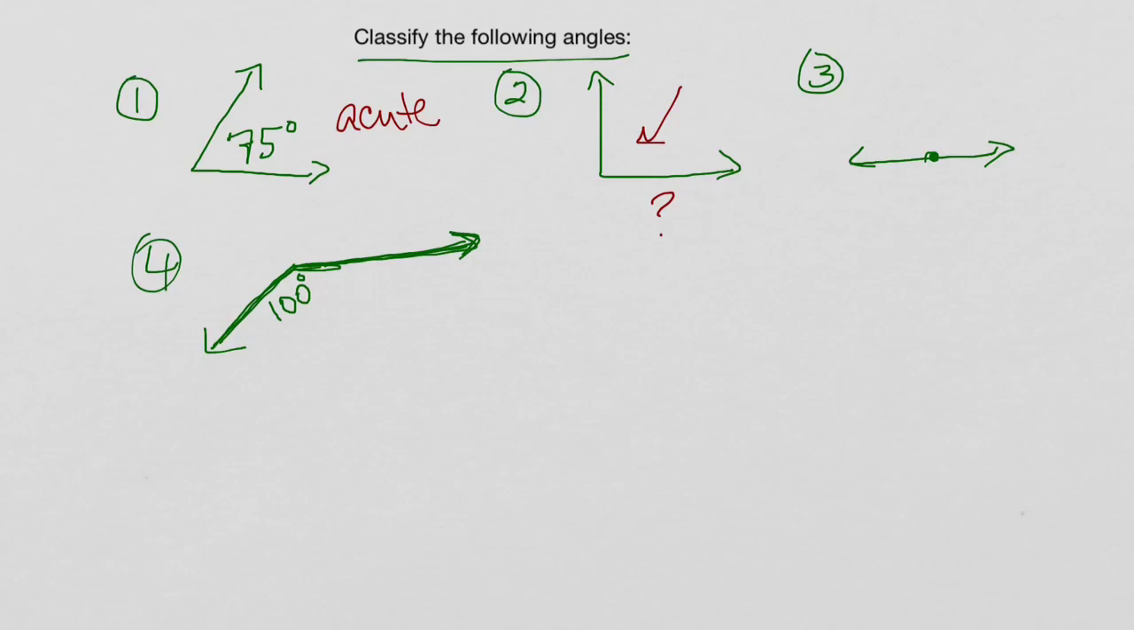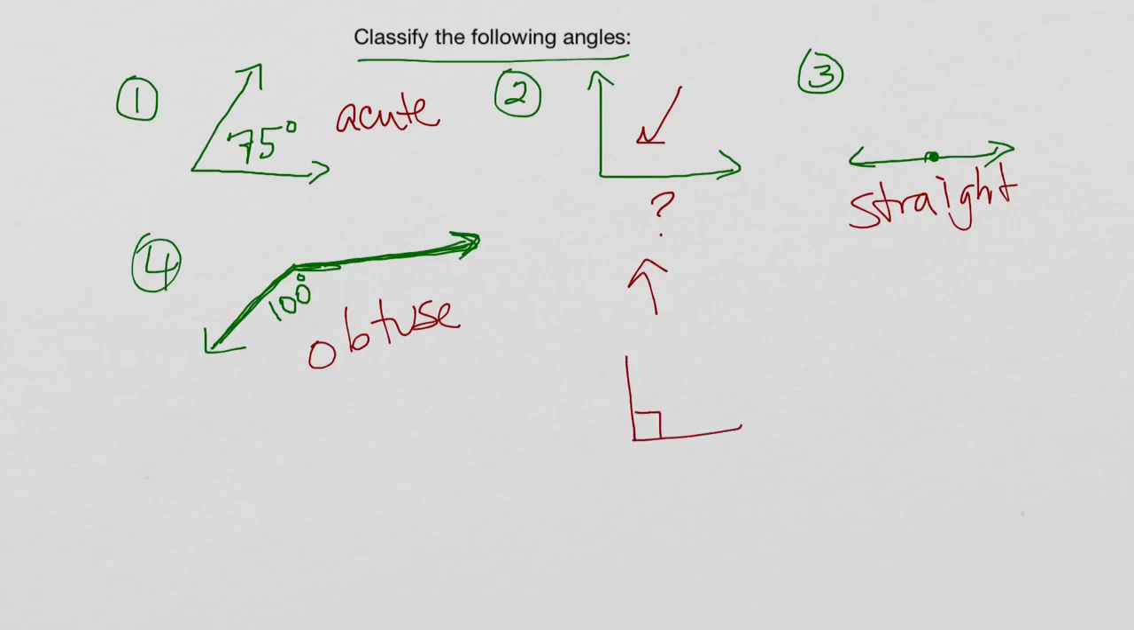Number 3, hopefully you knew that that was a straight angle. And number 4, that is an obtuse angle. So again, from number 2, the only way you'd know that that was a right angle is if I tell you that it's a 90-degree angle, by writing a box in the corner, or by giving you the measure. These would be right angles.